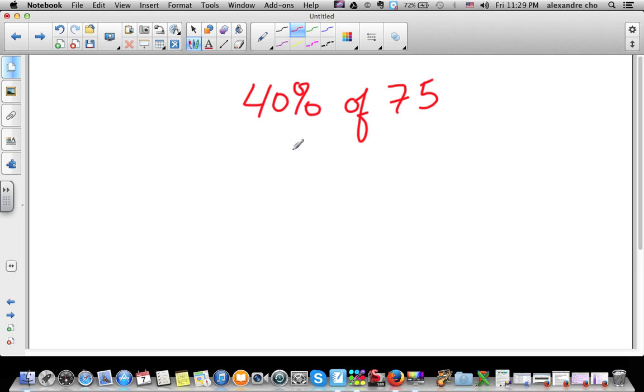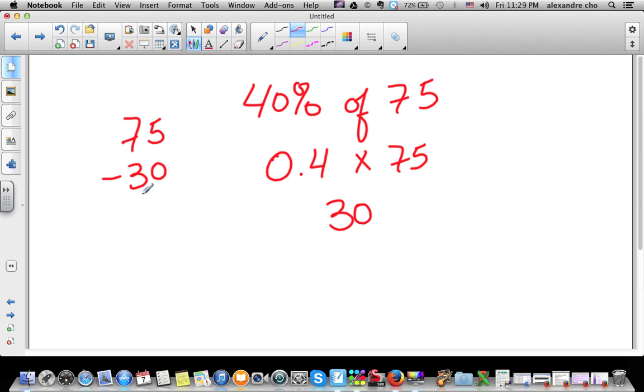So in this case, let's find what 40% of 75 is. We change that to a decimal, 0.4 times 75. Okay, and if you actually do that, you should get 30. So 30 out of the 75 dogs are beagles. So 30 of them are beagles, which means 45 are not beagles. Okay?